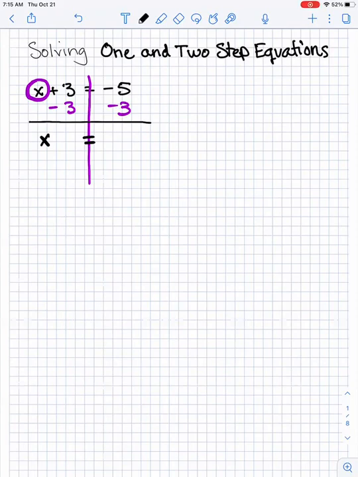Remember your team in battle. So they're the same sign, which means we keep the sign and we add those numbers. So X is equal to -8.